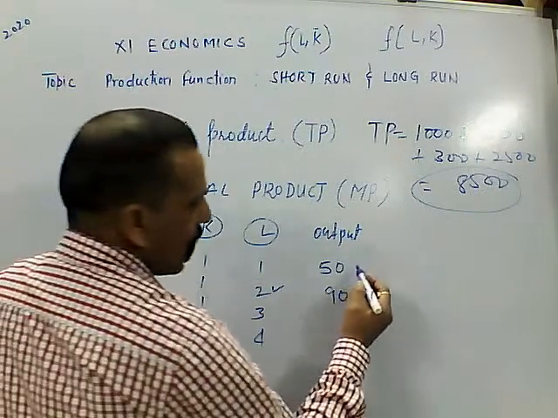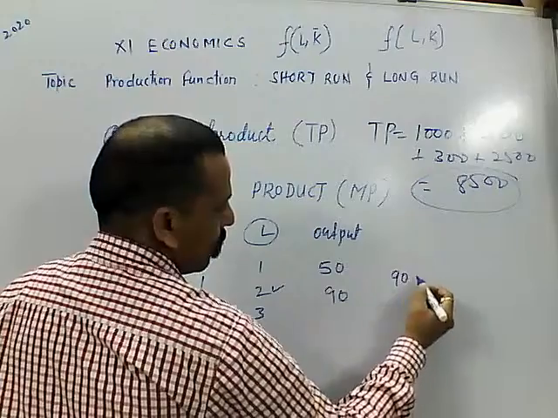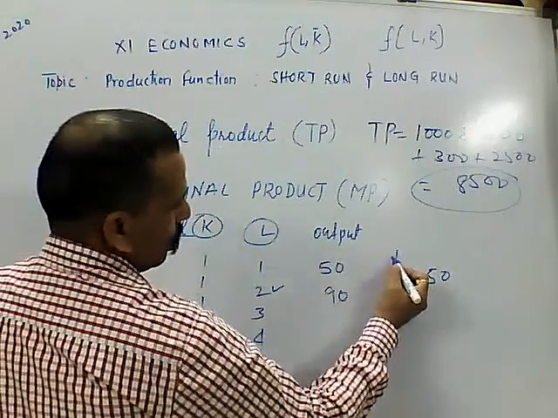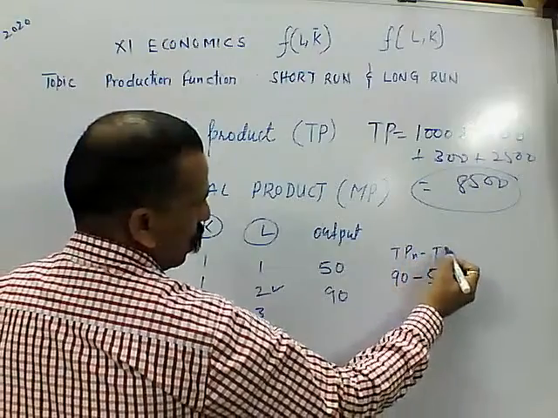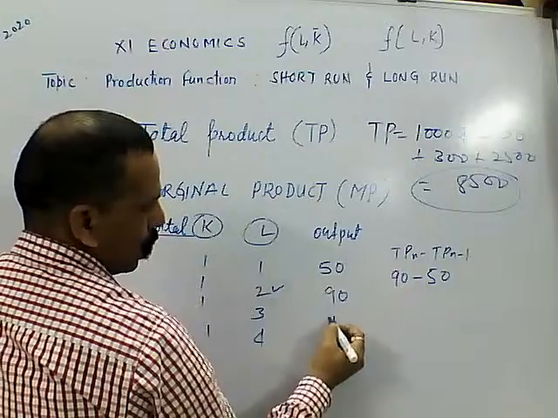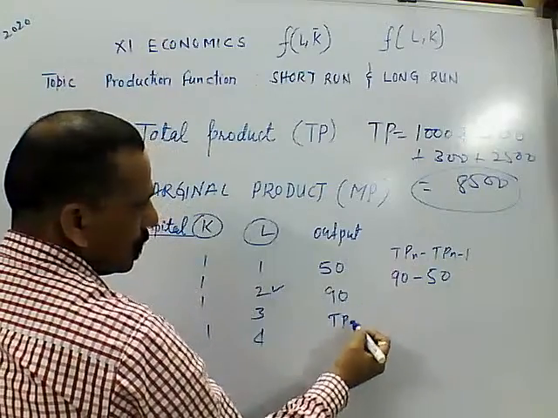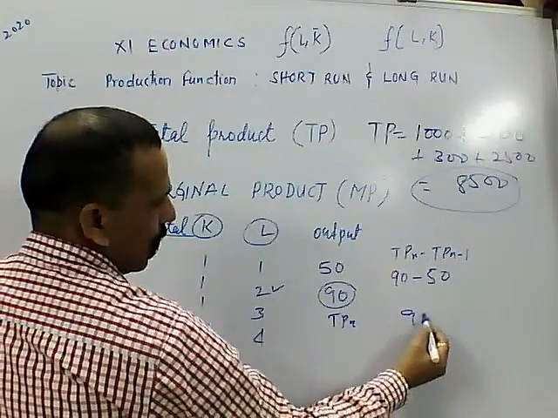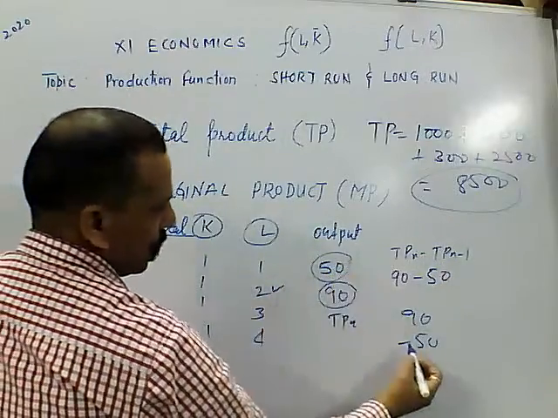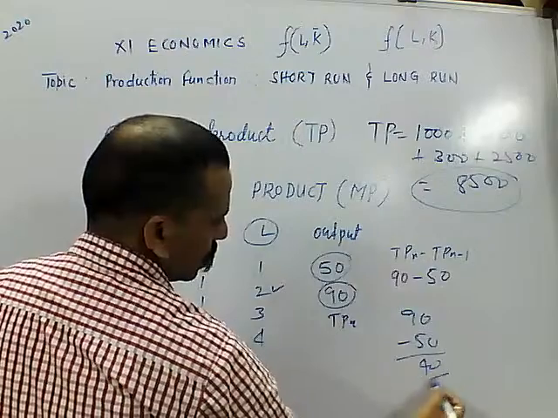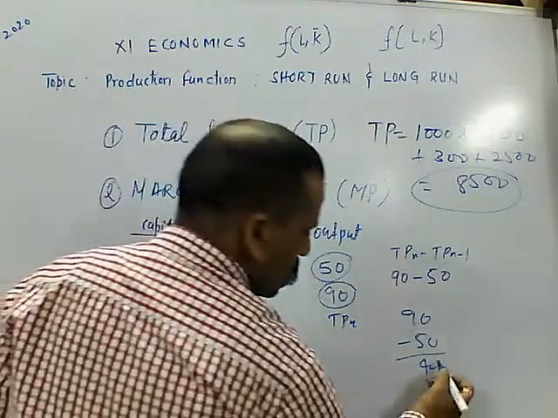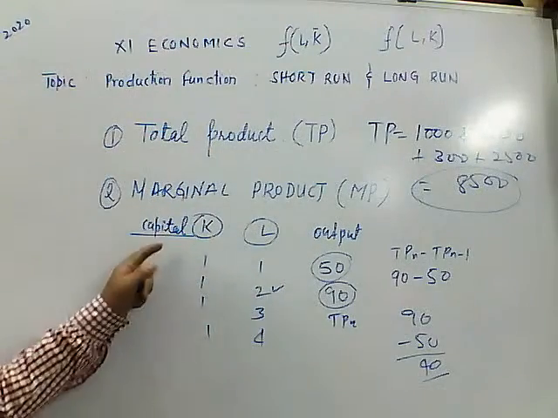So the marginal change is 90 minus 50. Total product n minus total product n minus 1. This is n, total product n, 90, minus the previous total product, which was 50. So 40. Marginal product is 40. So this way we can calculate marginal product.